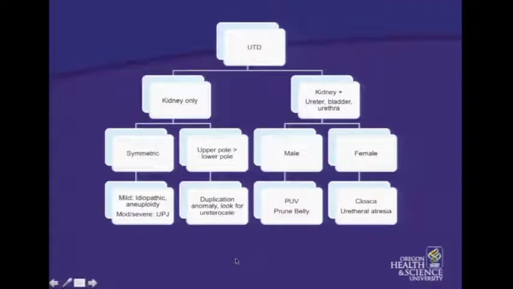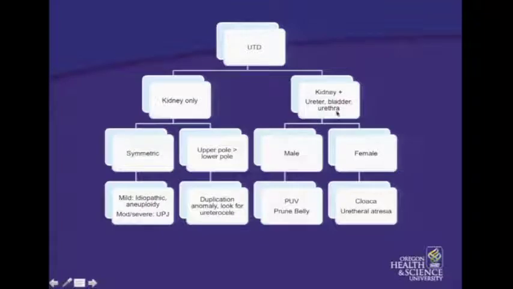For those who like flow charts, if we take all cases of urinary tract dilation and talk about whether it affects the kidneys only or kidneys plus, if it's only the kidneys and it's symmetric, a lot of these cases are mild, they're idiopathic, maybe they're associated with aneuploidy, so we have to do risk assessment of the patient. If it's moderate and severe and affecting only the kidney, it's most likely a UPJ obstruction. What if it's affecting the upper pole more than the lower pole? Remember that this could be a duplication anomaly. The key is to find the ureter.